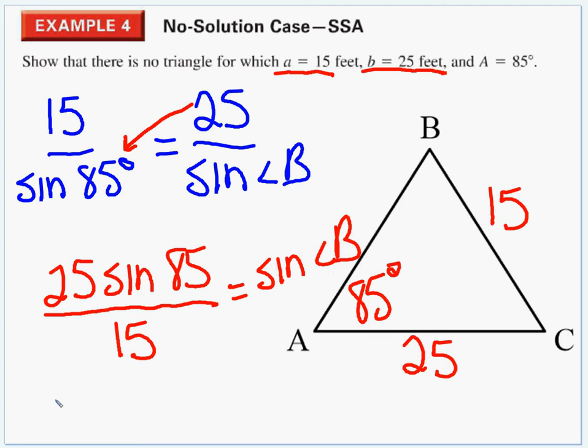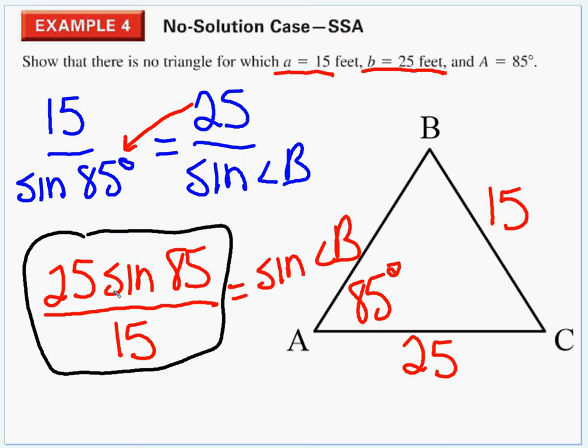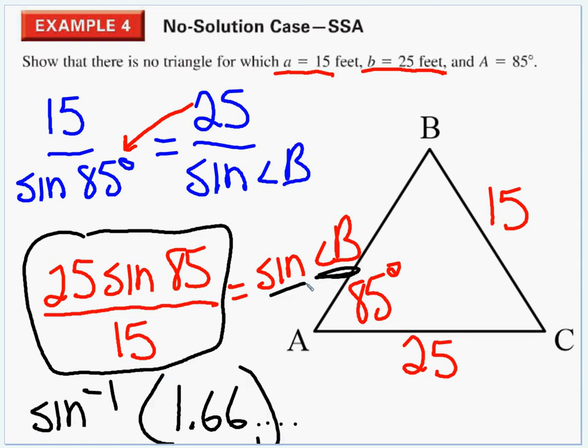Now if you punch that into your calculator, you're going to get about 1.66 and then some other numbers. But what's going to happen when you try to sine inverse that? Because remember, to get angle B alone, we're going to sine inverse. Well, that number is bigger than 1, so you are going to get an error message. Error. Not only is there not even one solution, there are no solutions in this case.